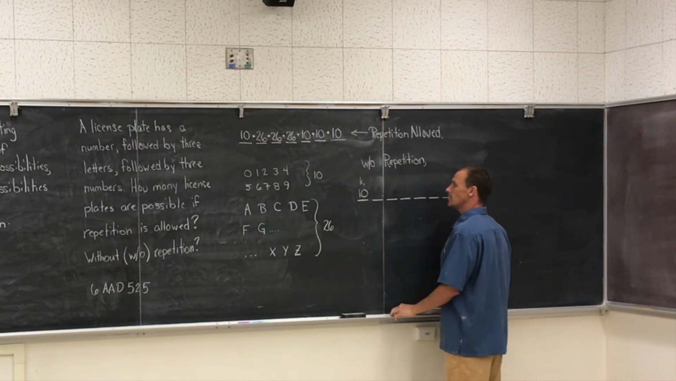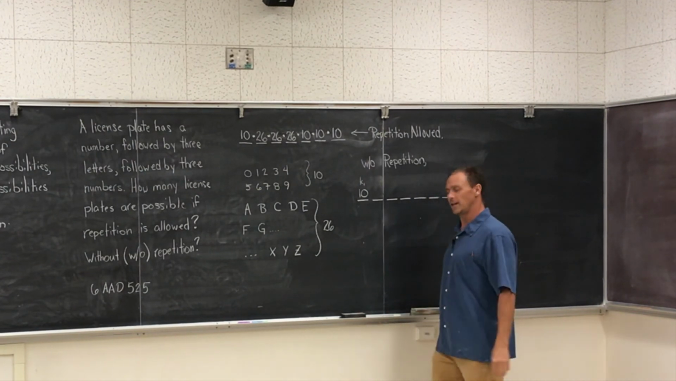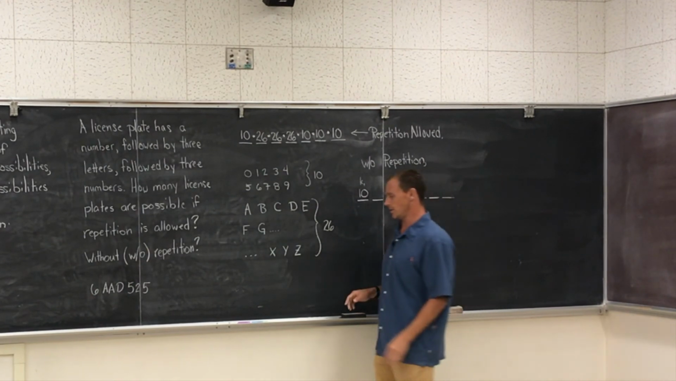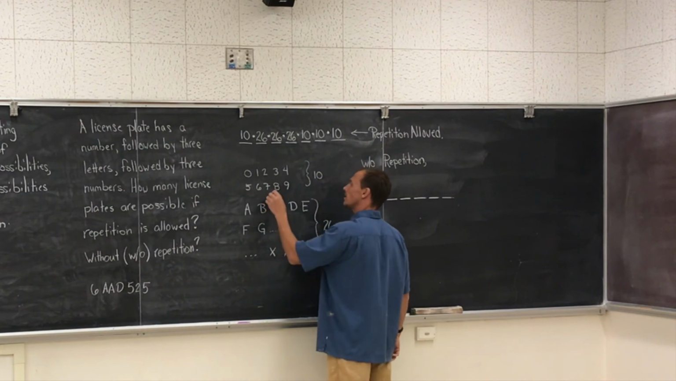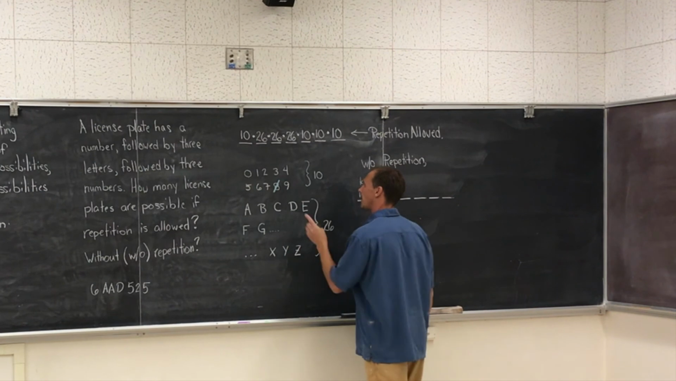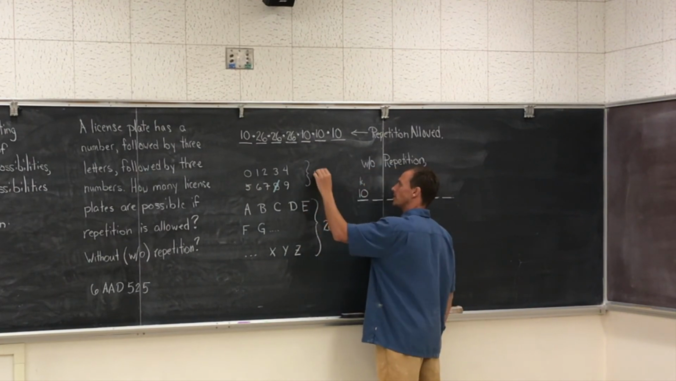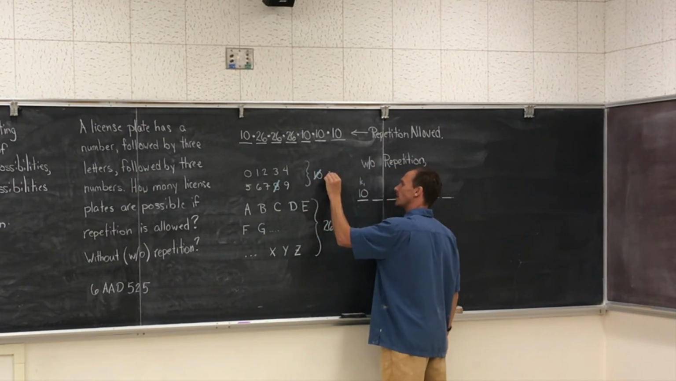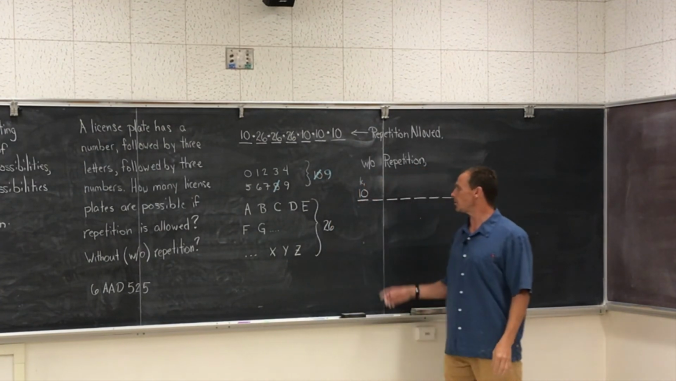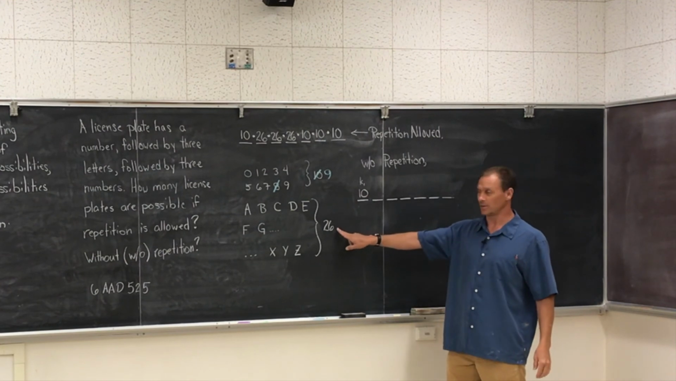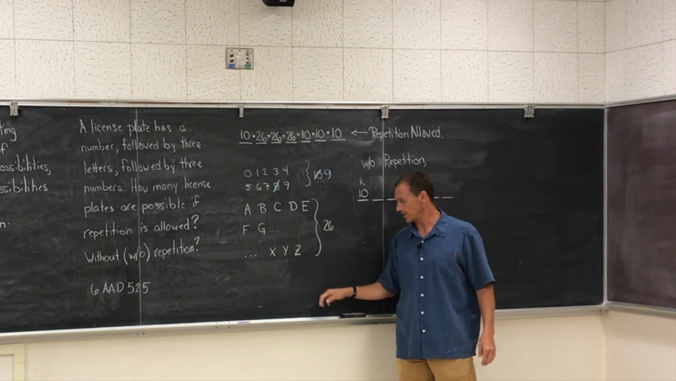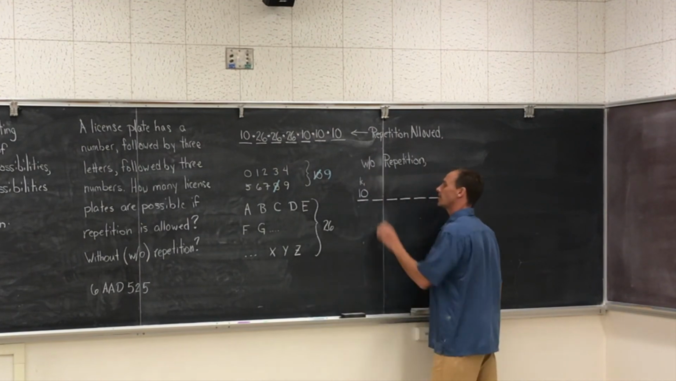Now, oh, wait a minute. But now there's no repetition. So I used one of those numbers. Maybe I used an 8. So now there's not 10 numbers available to me. There's only 9 next time I go back. Okay. So now let's put a letter here. How many letters do we have available to us? We have any letter of the alphabet. There's 26 different letters. So 26.